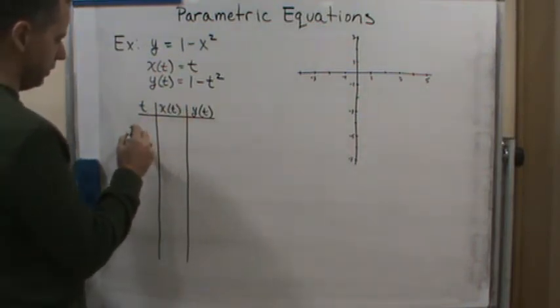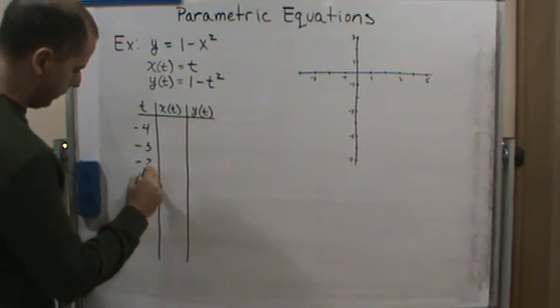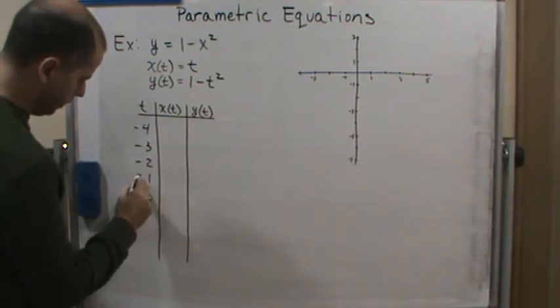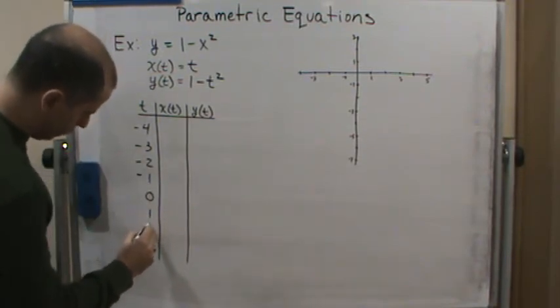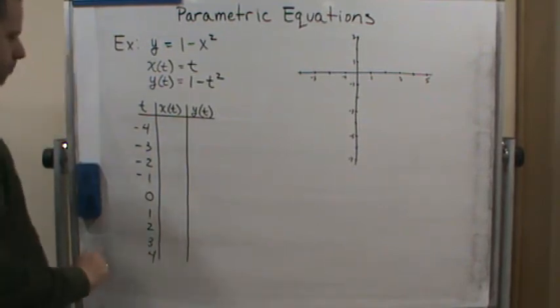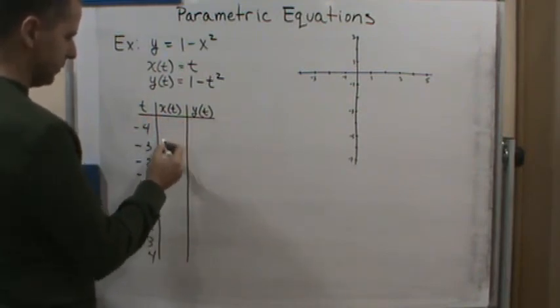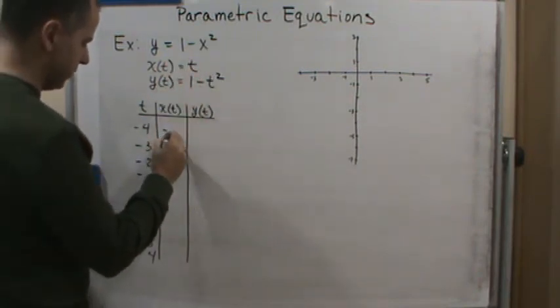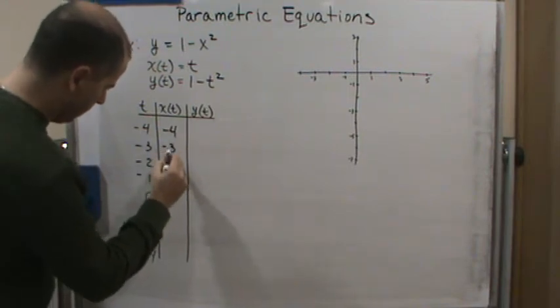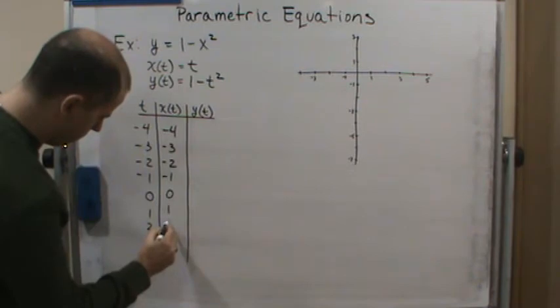So let's use, again, -4, -3, -2, -1, 0, 1, 2, 3, and 4. Now again, x is going to be the same. x of t is the same. It's just equal to t. So this will be -4, -3, -2, -1, and so on.